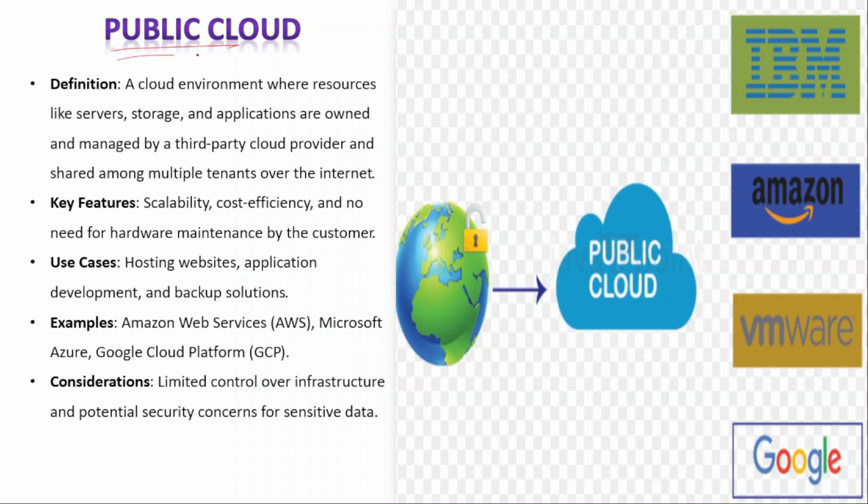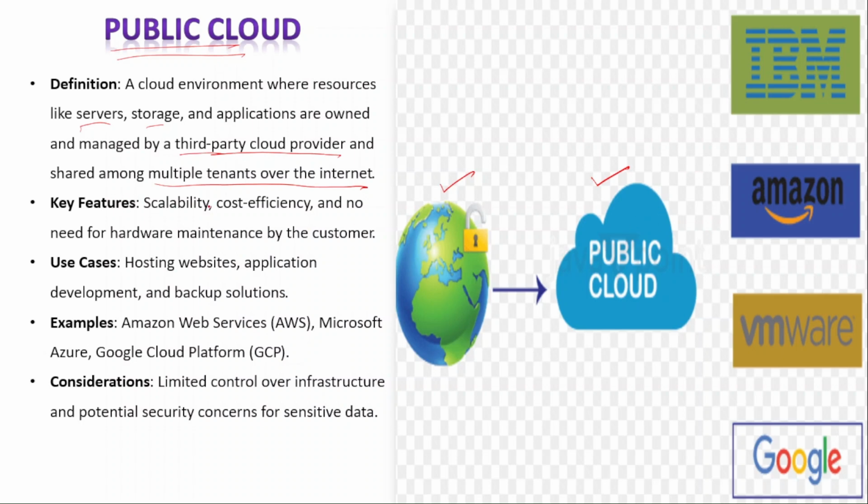As the name indicates, it is publicly available to everyone. So the definition is that it is a cloud environment where resources like servers, storage, and applications are owned and managed by a third-party cloud provider and shared among multiple tenants over the internet. As this diagram shows, the public cloud is accessible over the internet all over the world by anyone, and these resources are shared among multiple tenants, which are basically in the thousands. IBM, Amazon, VMware, and Google are some of the most popular public cloud providers.